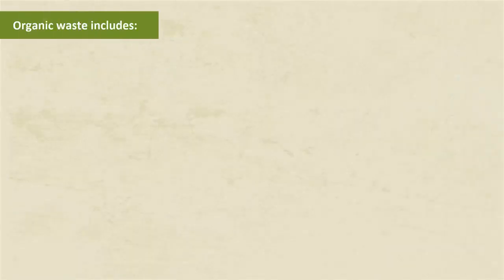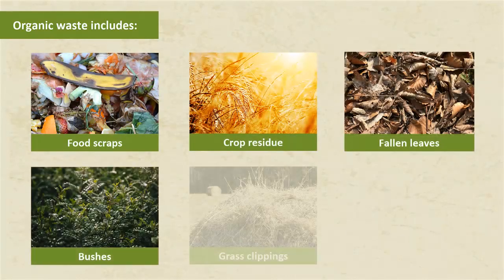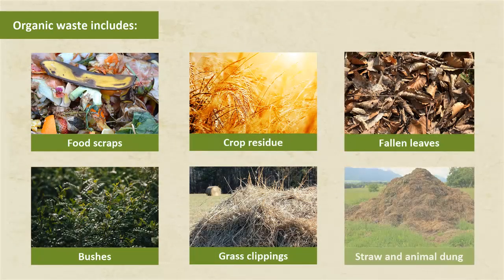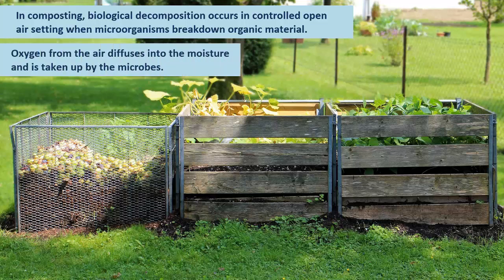Organic waste includes food scraps, crop residue, fallen leaves, bushes, grass clippings and weeds, straw and animal dung, etc. In composting, biological decomposition occurs in a controlled open-air setting when microorganisms break down organic material. Oxygen from the air diffuses into the moisture and is taken up by the microbes.